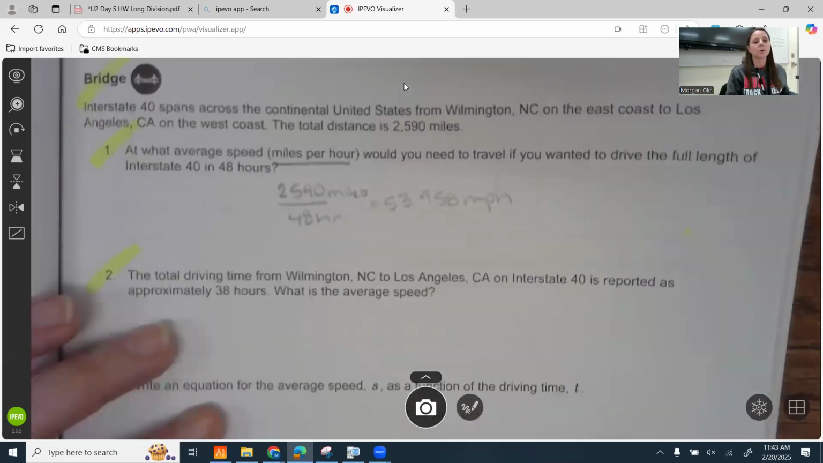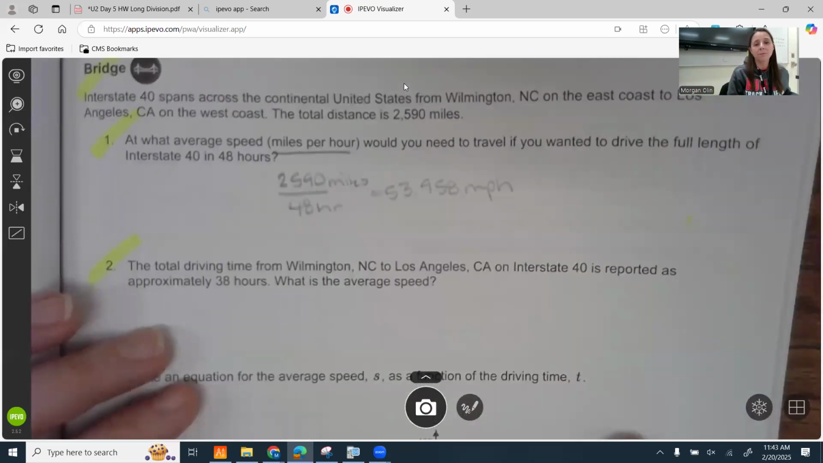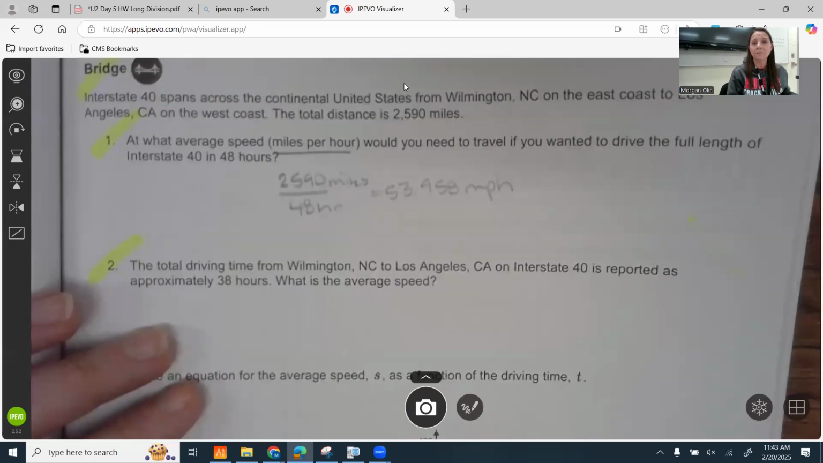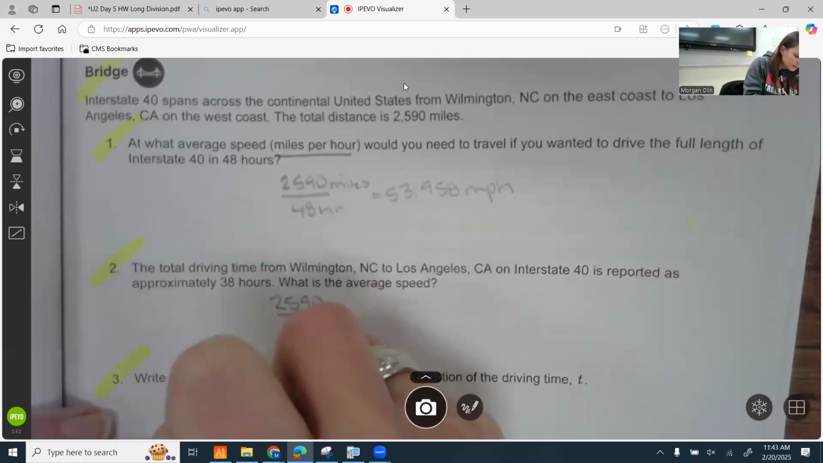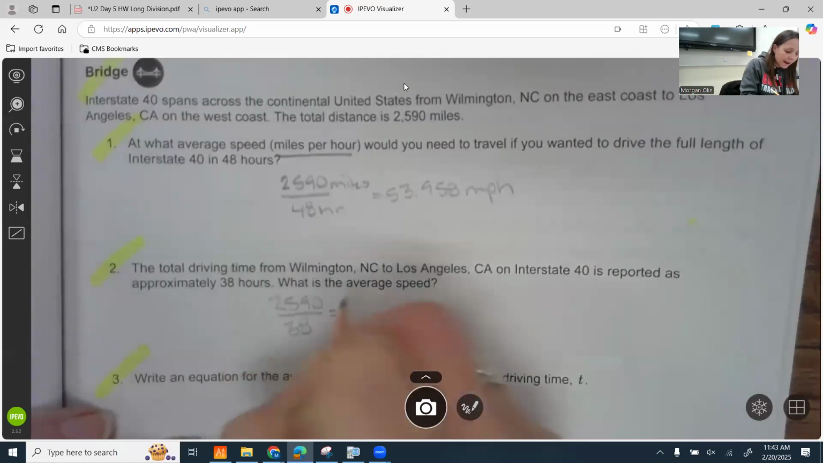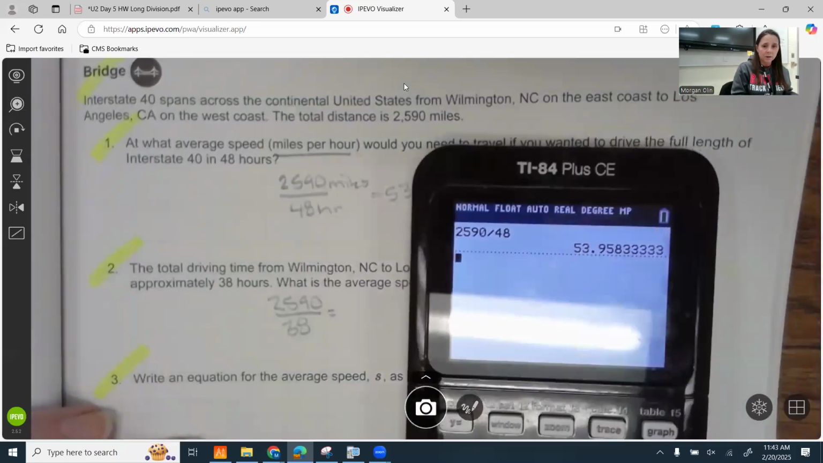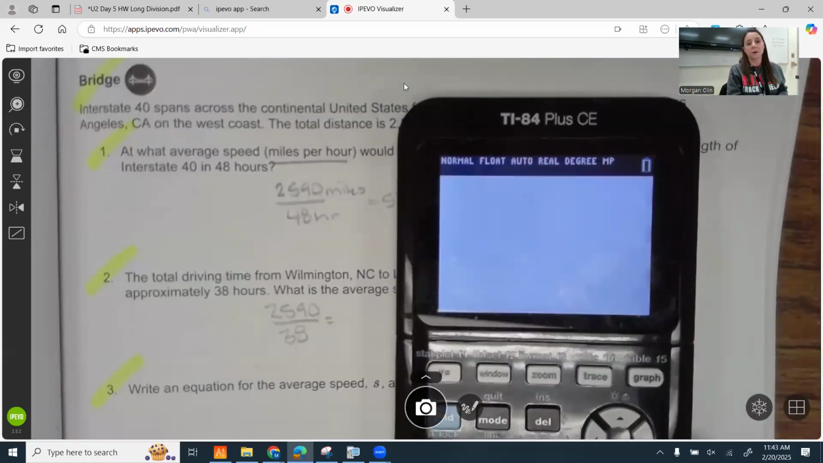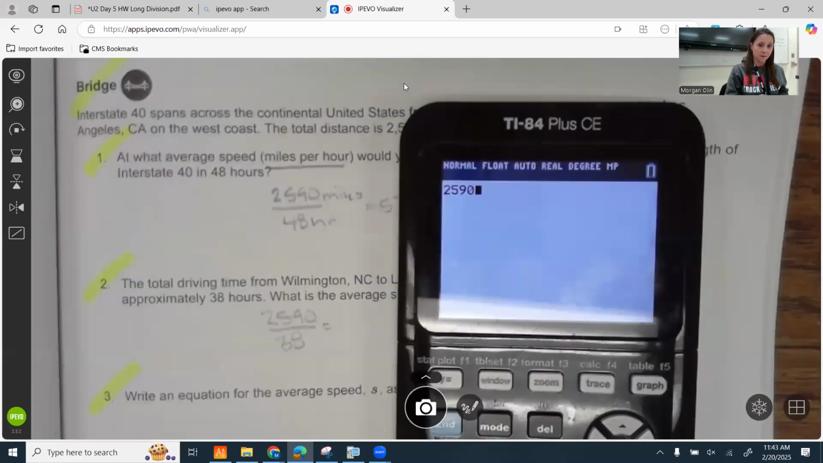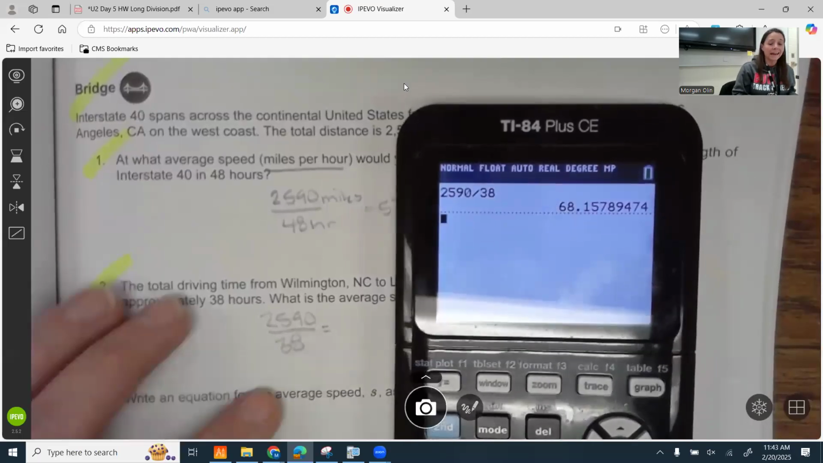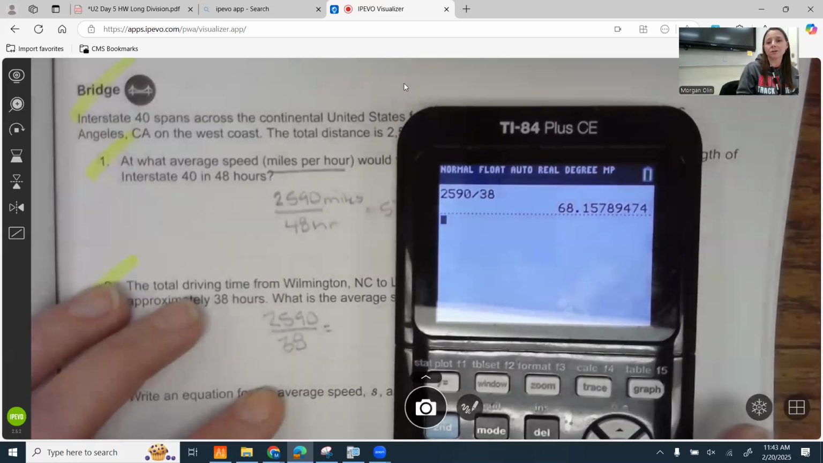Now let's look at number 2. The total driving time from Wilmington, North Carolina to Los Angeles, California on Interstate 40 is reported as approximately 38 hours. What is the average speed? Again, it's the same thing. This time we're dividing by 38 hours instead of 48. So what do you think is going to happen to our speed this time? All right, let's see. It actually got faster. If you said faster, you're correct.